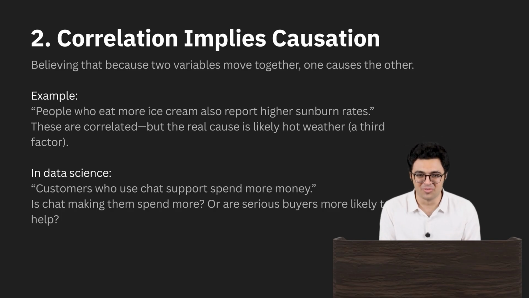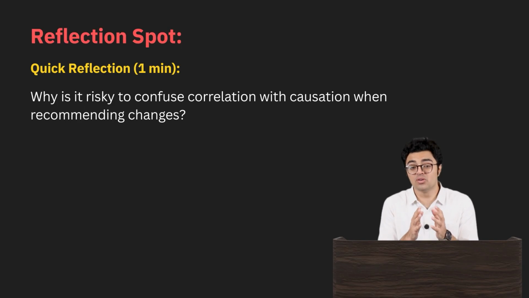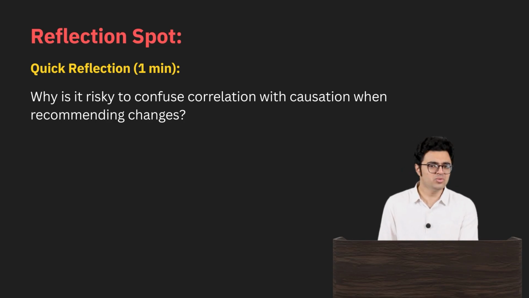Here's a reflection for you before we move forward. Why is it risky to confuse correlation with causation when recommending changes? I've given you a hint when we were discussing this, but why do you think it is risky to look at correlation and to immediately jump to a conclusion that this might be a causation? Think about it from a data scientist's point of view who is making these recommendations, and think about the executive's point of view who is implementing these recommendations. And you might arrive at a clear understanding about why confusing correlation with causation is really, really dangerous. I'll get back to you with the third logical fallacy very soon.